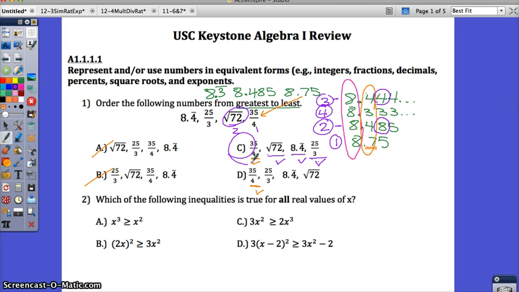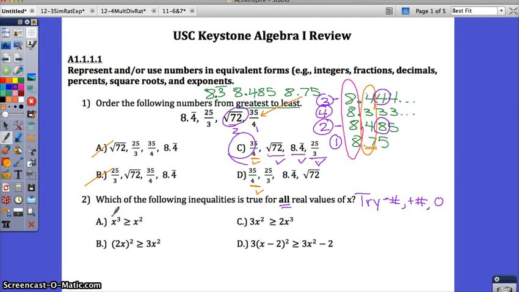For the second problem, which of the following inequalities is true for all real values of x? My recommendation for any problem like this would be to try plugging in a negative number, try a positive number, and try 0. We're looking for one that's true for all of them. So let's start with the beginning one. x cubed is greater than or equal to x squared. Is this true for all values?